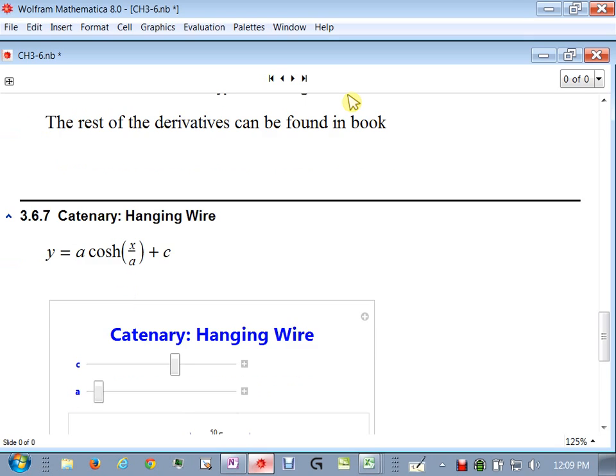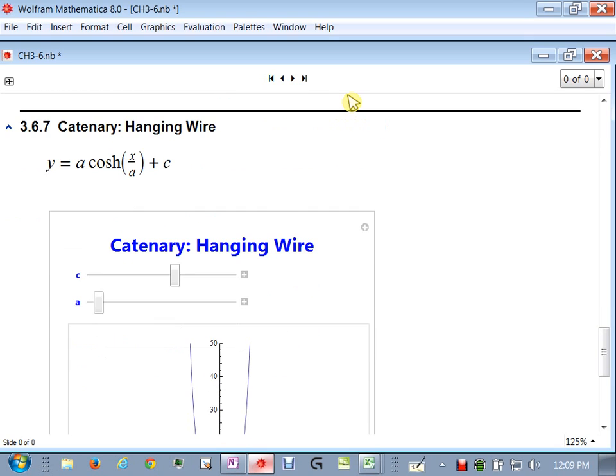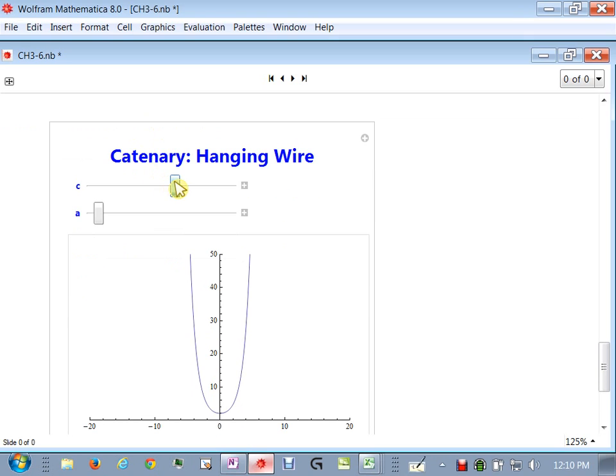Here's the catenary that I was telling you about. Anytime you have a wire hanging, it has this format. Notice that you have an a, which is like a scalar, and then you're dividing the x by a. Those a's have to be the same in order for it to represent a hanging wire. And if you change the value of a and c, you can see there's a wire. So if you hung a wire, it should look like that.